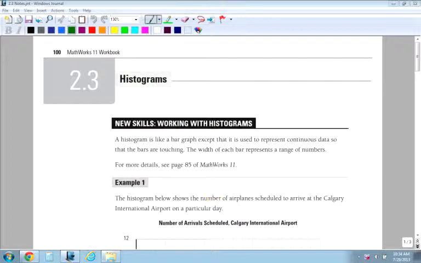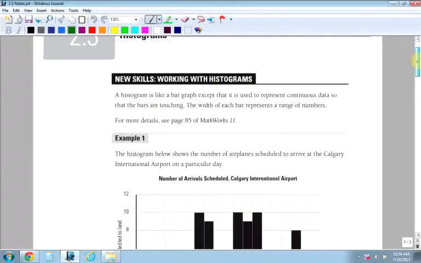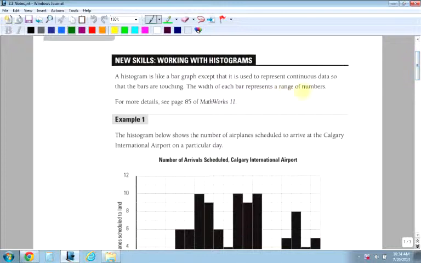All right, histograms are like a bar graph, except that it's used to represent continuous data so that the bars are touching. And continuous data means that anything in the range can be represented. So any decimals, anything like that. Small amounts. The width of each bar represents a range of numbers, which is what I explained.